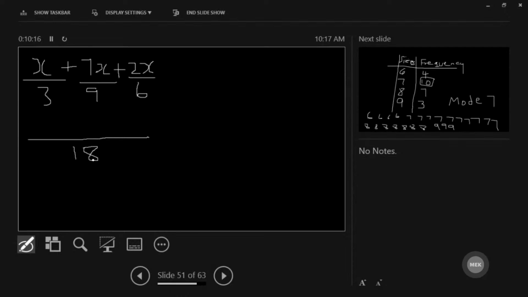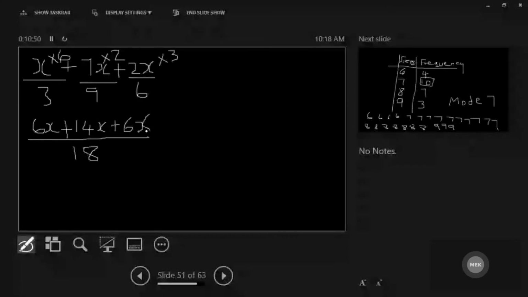3 goes into 18 6 times. X times 6 is 6x. 9 goes into 18 2 times. 7x times 2 is 14x. 6 goes into 18 3 times. 2x times 3 is 6x. So now we're going to add the numerators.